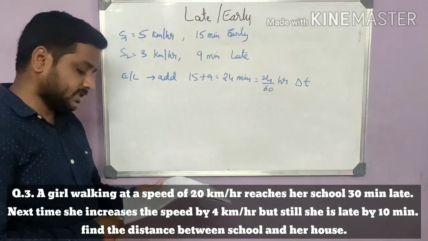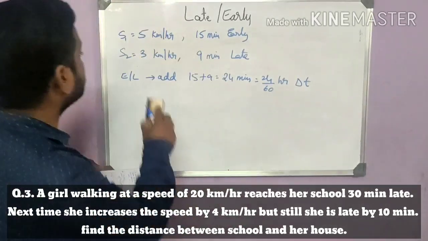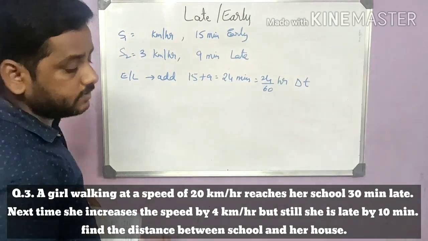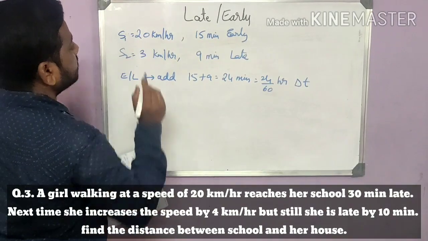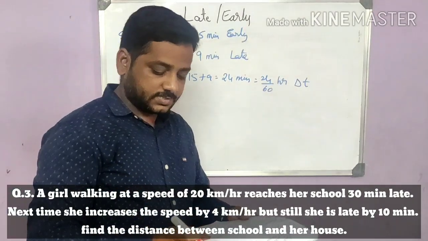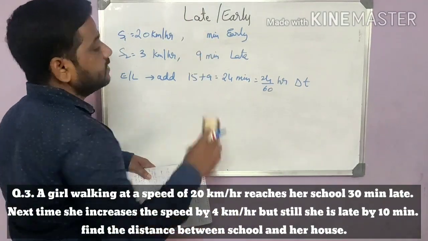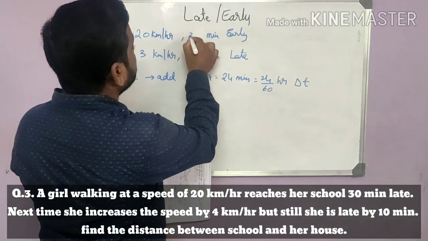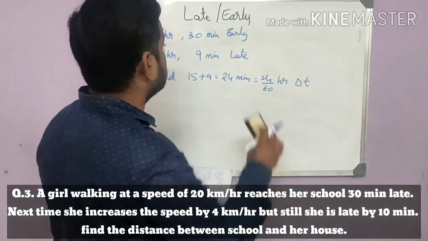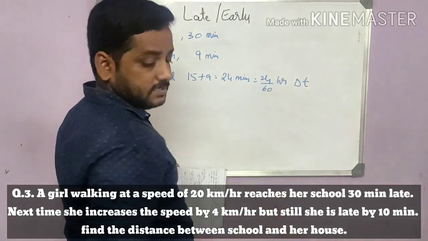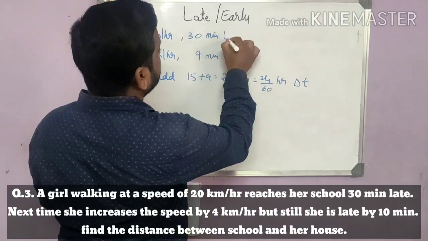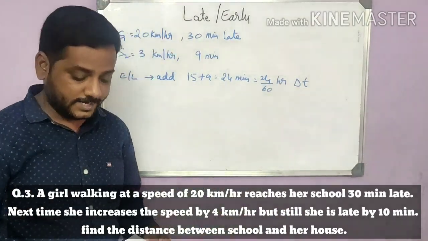A girl walking at a speed of 20 km per hour reaches her school 30 minutes late. So if she walks at this speed, she reaches the school 30 minutes late. Here it is early, so let me erase it. She reaches the school 30 minutes late.